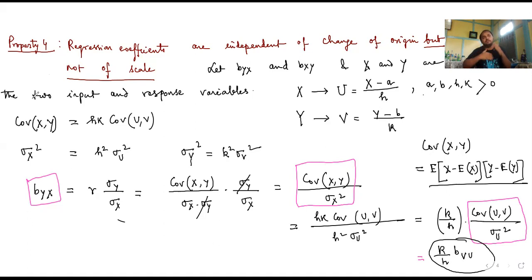If you give it a linear shift to the positive side, or if you give the linear shift to the negative side, it will not affect the regression coefficient. But if you change the scale of measurement, then it is going to affect the regression coefficient in the ratio k by h. Okay, so this is actually very important.